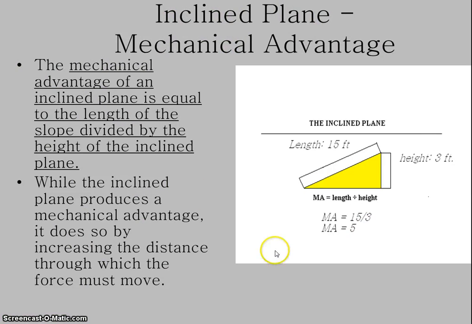So let's talk about inclined planes, right? Mechanical advantage of an inclined plane is equal to the length of the slope, that is the long end, divided by the height, right? Where you're actually going with your motion, right? So slope divided by height, very simple. 15 here divided by 3, it gives us a mechanical advantage of 5. That's pretty good.